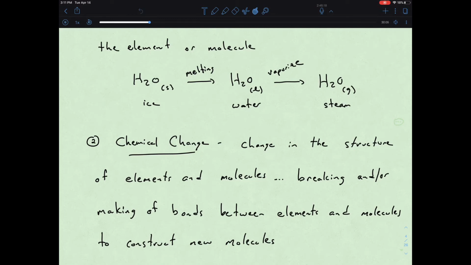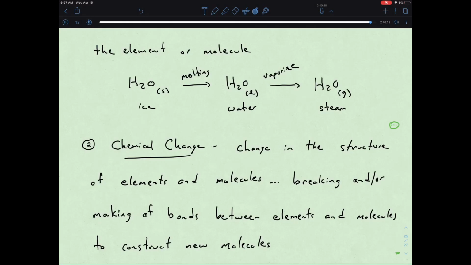So we have physical change. We're not breaking anything up. Chemical change, we are breaking things up, and we're forming new things as far as new molecules. We can break elements down, we can break molecules down, and then form basically new molecules from that idea of chemical change. An example of chemical change would be looking at a reaction.